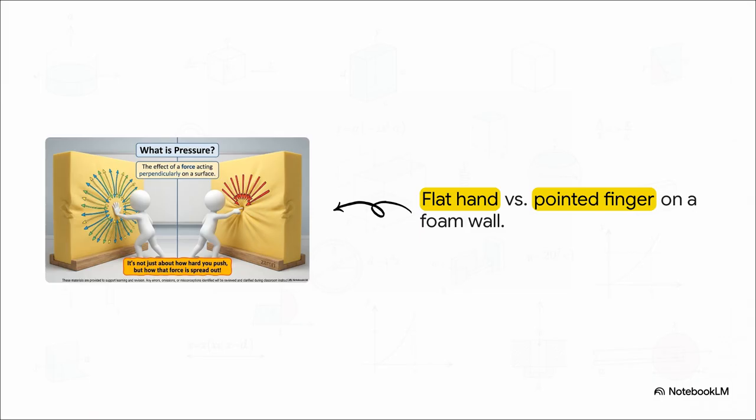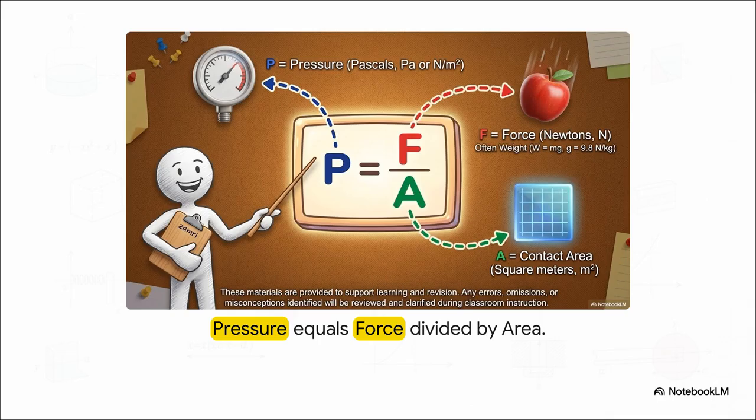I want you to hypothesize for a second. Why does the exact same amount of effort create such a drastically different result? Well, the secret, as you might be guessing, lies entirely in how that force is distributed. And that awesome visual observation leads us directly to the math. Pressure equals force divided by area, or simply, P equals F over A.